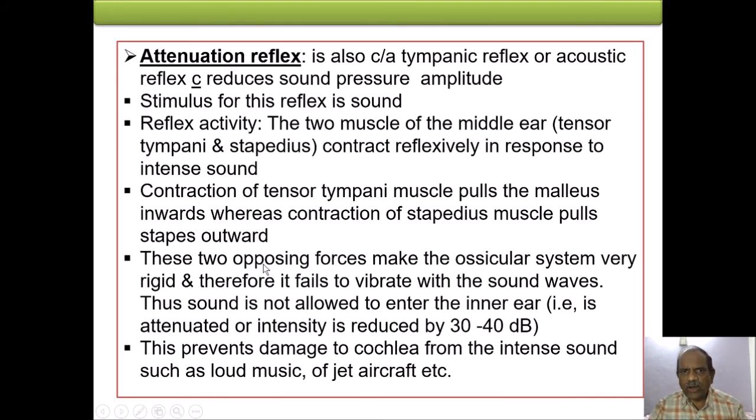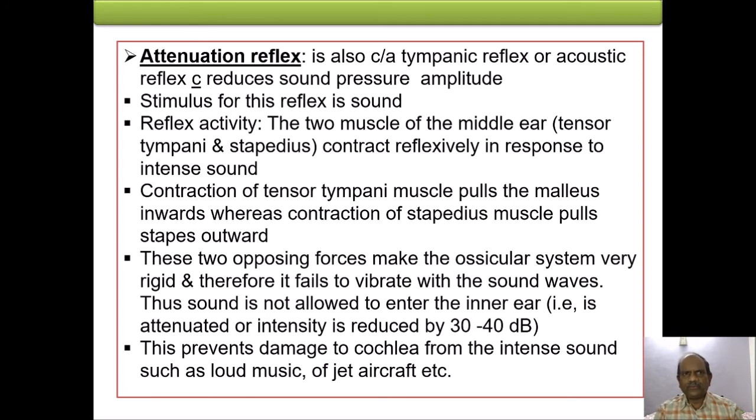These two opposing forces make the ossicular system very rigid, and therefore it fails to vibrate with the sound waves. The sound is not allowed to enter the inner ear; its intensity is reduced by 30 to 40 decibels. This prevents damage to the cochlea from intense sound such as loud music or jet aircraft. That is the importance of the attenuation reflex.